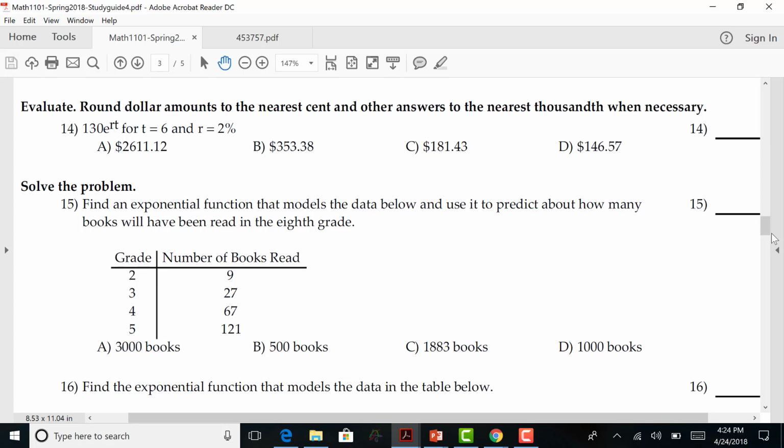It's continuously compounding. That means you got $130 for 6 years at 2% at the bank, and it's compounding continuously. How much money are you going to have in 6 years? Put it in the calculator for me, please. All right, so here's what you should be putting in your calculator.